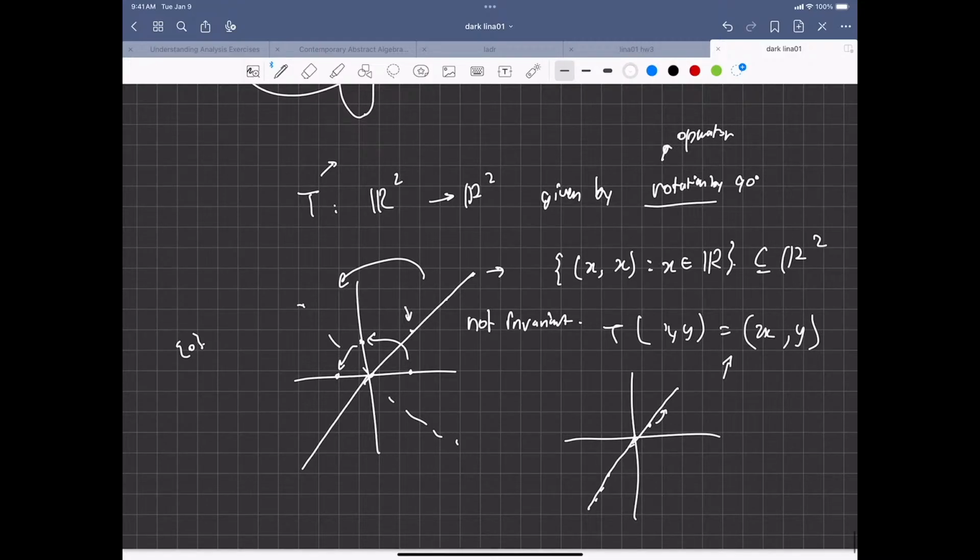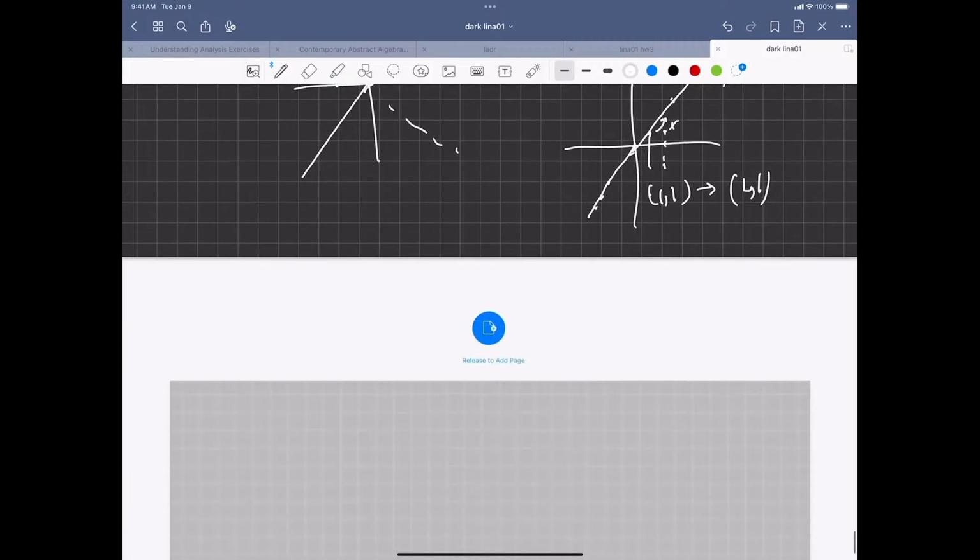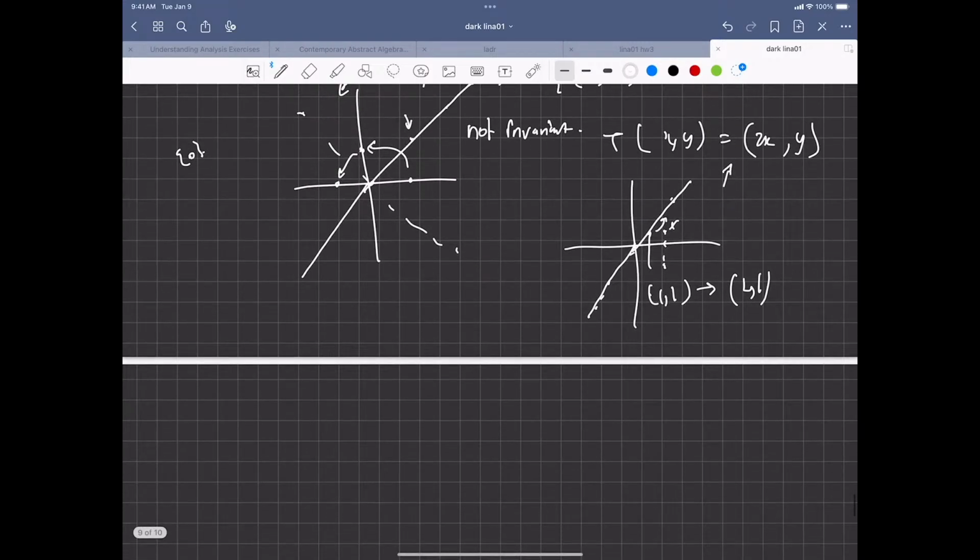Well, no, because this line, this subspace of R2, if we take this point here, let's say this point is at (1, 1), it gets sent to (2, 1). That doesn't stay invariant. It goes here, so it already lies outside the line. So transforming this entire line doesn't keep it as a line. So this line is not an invariant subspace of that.